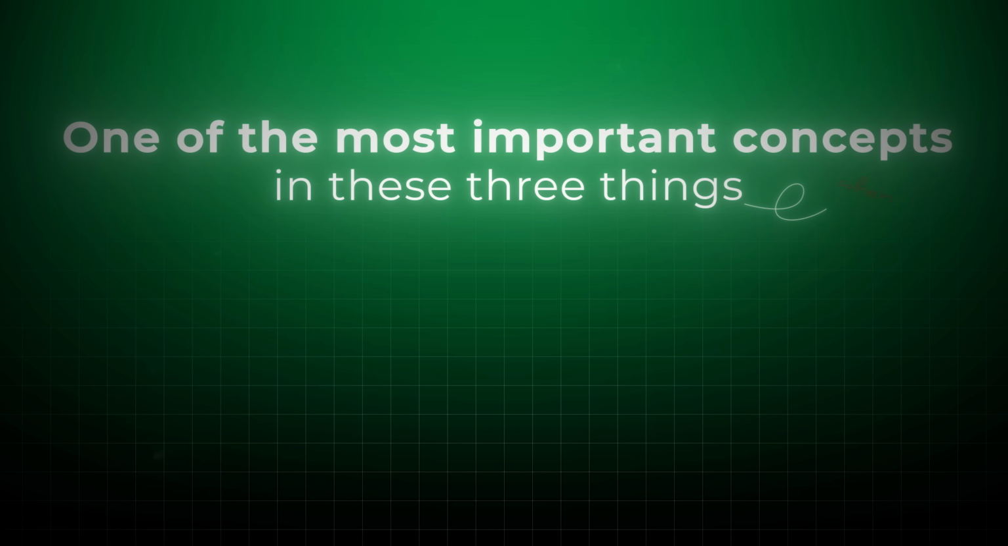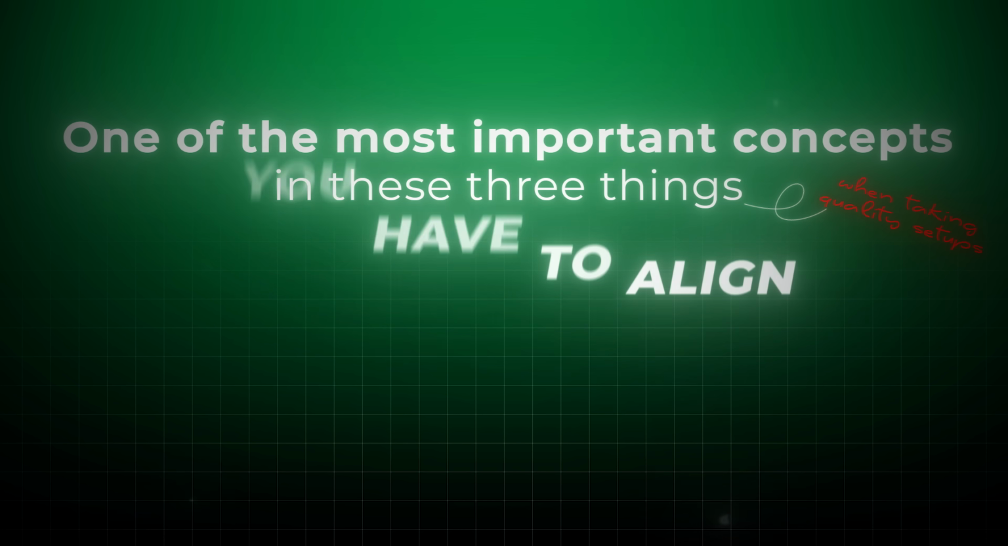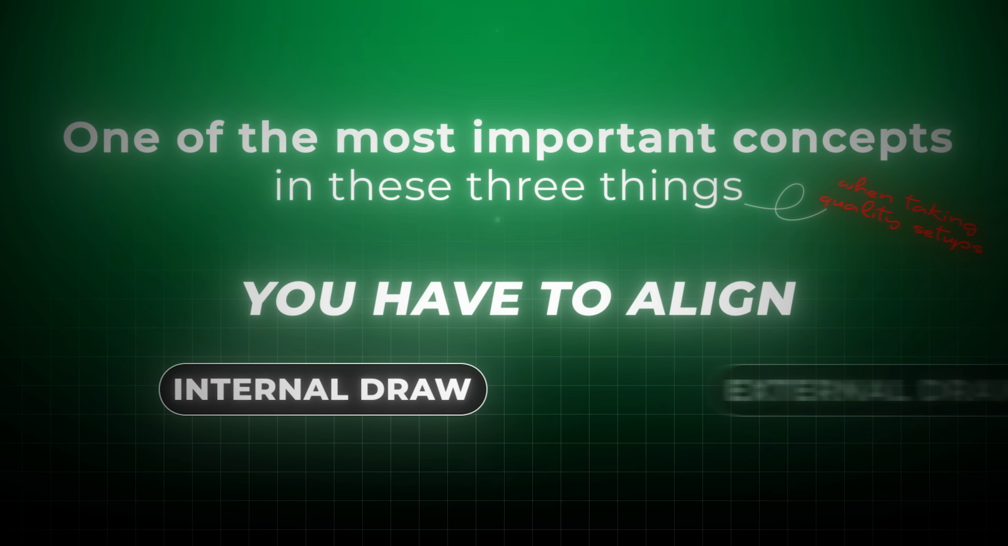So one thing I want you guys to understand is the 3 timeframes in understanding why the draw on liquidity is important and what the timeframes are used for when actually looking to frame a trade. Now, one of the most important concepts in these 3 things is when taking quality setups, you have to align the internal draw with the external draw.